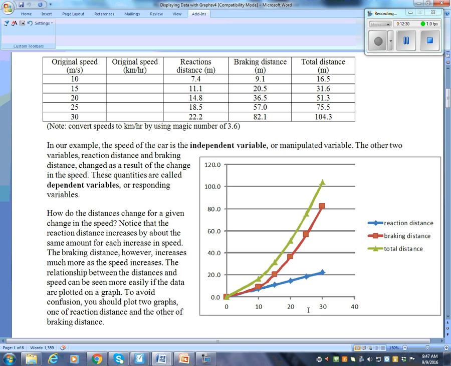You'll notice that the reaction distance is what shape? What shape is that, Riley? The blue one. What's the shape of the line, of the graph? Is it a line? Yeah, it's a straight line, right? It goes up by the same amount each time. It's a straight line. But the red one is what? It's curved. The red one is curved, and in fact, the green one is when you add those two together. So when you see one is a straight line and one is a curved line, that tells us that the relationships are different. Okay, so that's why we do graphs.